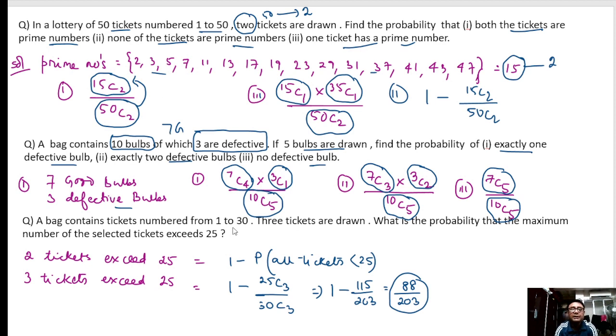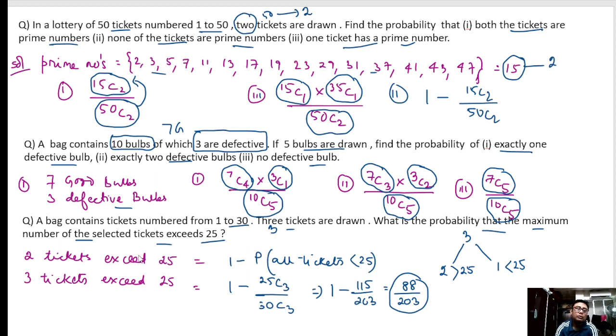Next, a bag contains tickets from 1 to 30. So there are 30 tickets. 3 tickets will be drawn. What is the probability that the maximum number of selected tickets exceed 25? So please watch one thing. I will draw 3 tickets. Maximum tickets will exceed 25. That means out of the 3 tickets, 2 tickets should be greater than 25 and 1 ticket should be less than 25. Clear? So how many numbers are more than 25? It is only 5 numbers which are more than 25.